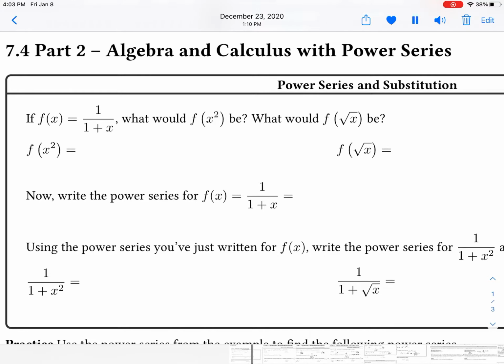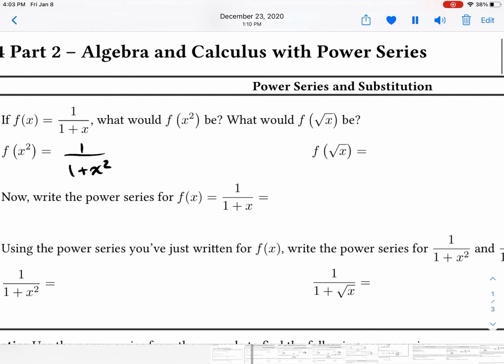Let's ask ourselves real quickly, what's f of x squared? Let's look at that first. All that means is to substitute x squared in for our argument x. So this would be 1 over 1 plus x squared. Then let's look at f of root x, or radical x. This would simply be 1 over 1 plus root x.